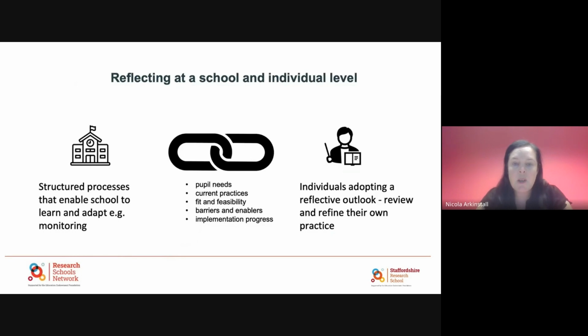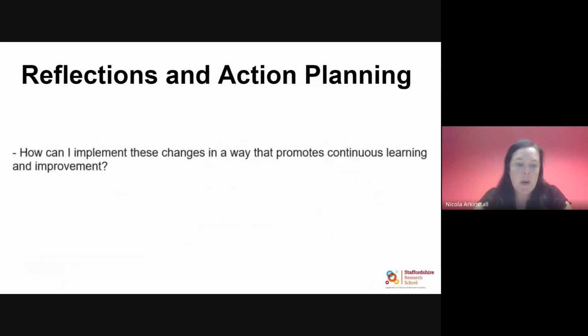But it also includes individuals, so creating that culture where individuals in your school adopt that reflective outlook, and they review and refine their own practice as they're moving forward, because that's going to help them to move forward, and seeing it as an ongoing learning process. So with this one, it's thinking about how can you implement these changes in your subject in a way that promotes that continuous learning and that continuous improvement.